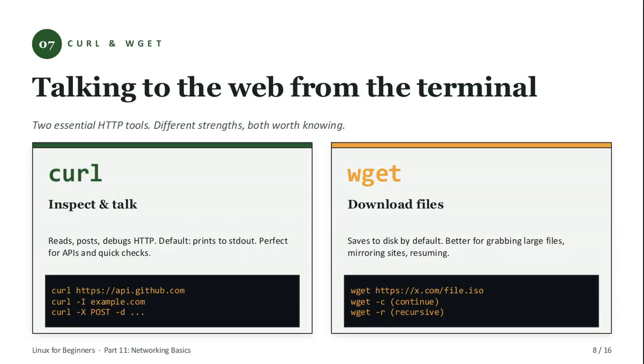Now that you can see what's listening, let's flip it around and actually talk to the web ourselves. Two tools dominate here, curl and wget. And the easiest way to remember the difference is this. curl inspects and talks. wget downloads. Reach for curl when you're poking at an API, checking headers with -I or sending a POST. It prints the response straight to your terminal. Reach for wget when you just want a file on disk, especially a big one, since it handles resuming with -c and even mirroring whole sites with -r.